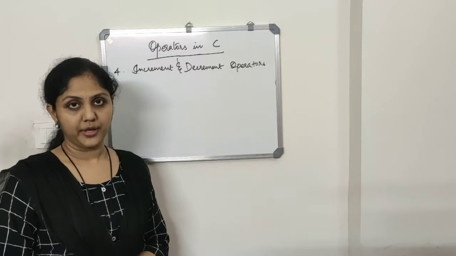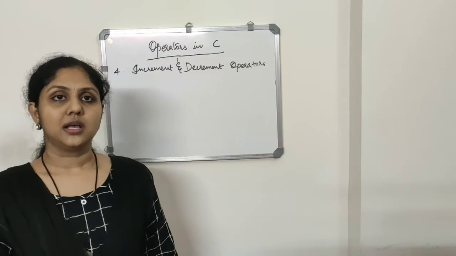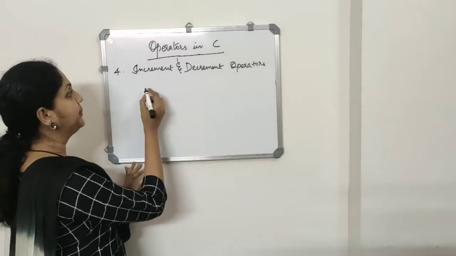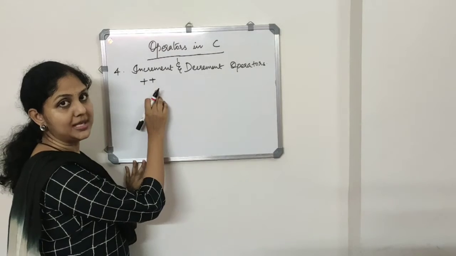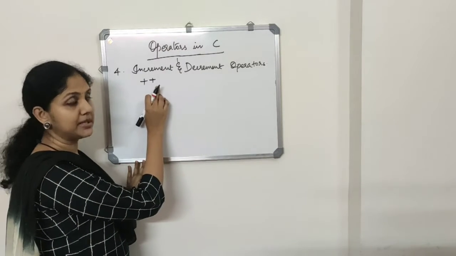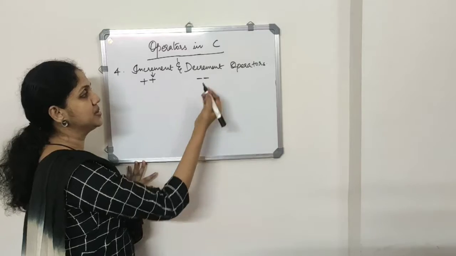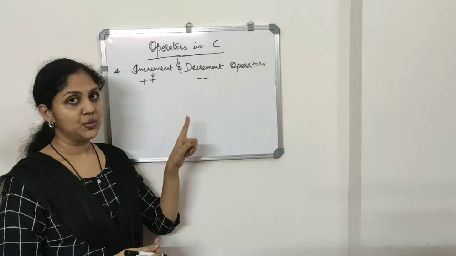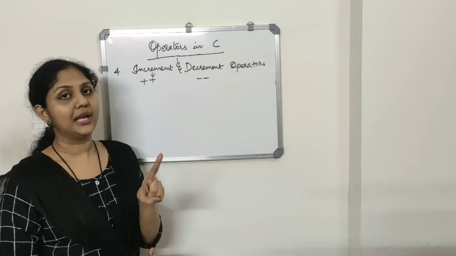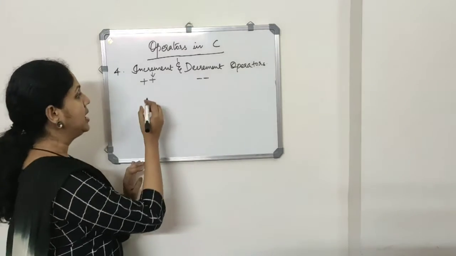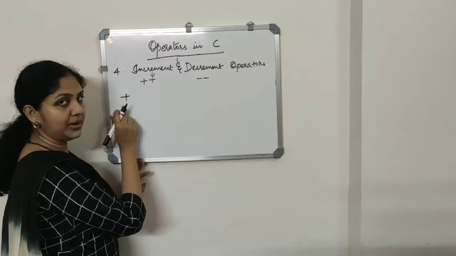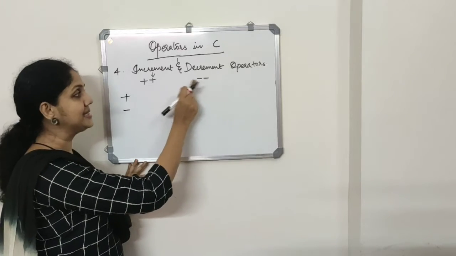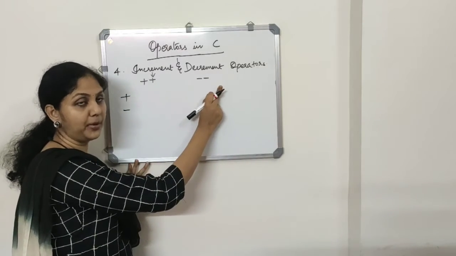Increment and decrement operators. These two operators are very much useful in a programming language. Double plus is used to represent an increment operator and double minus is used to represent a decrement operator. These operators are used for incrementing one value and decrementing one value. Suppose I am using a unary plus and a unary minus, and if I am using double plus or double minus, then it is an increment operator and a decrement operator.